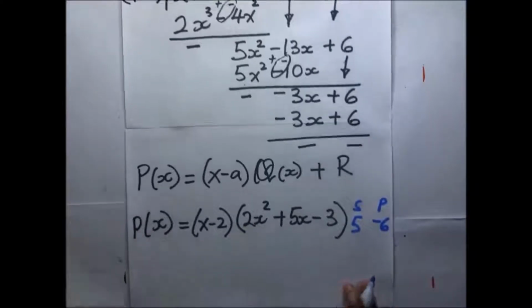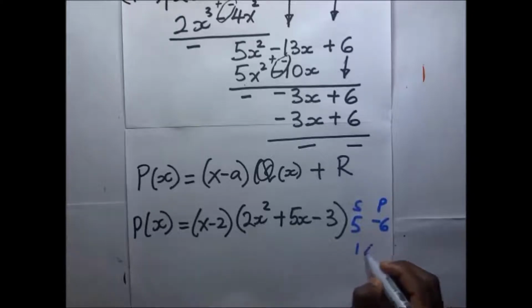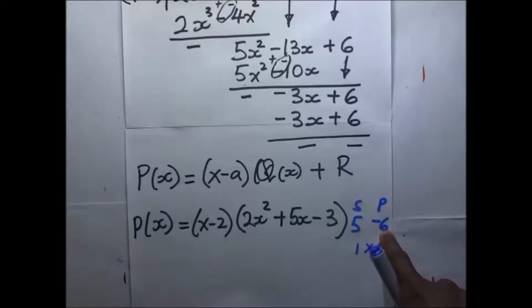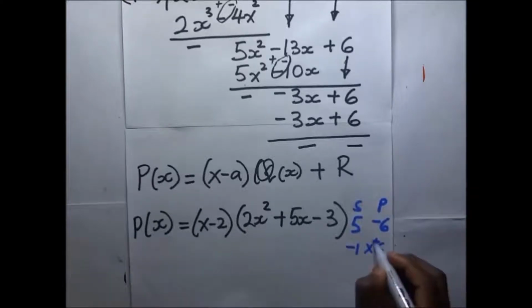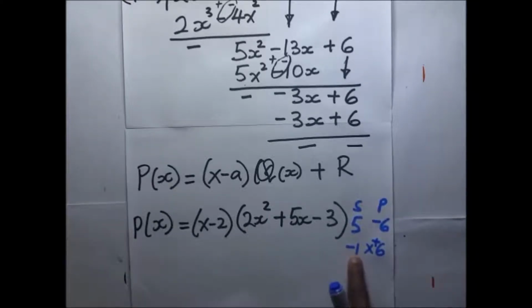So if we land on 1 times 6, 1 times 6 will give us 6, not negative 6. So if we made this a negative, 1 times negative 6 gives us negative 6. 1 plus negative 6 gives us negative 5. So let's make 1 negative, this is positive. So negative 1 times positive 6 gives us negative 6. Negative 1 plus positive 6 gives us positive 5. So the two numbers will be negative 1 and 6.